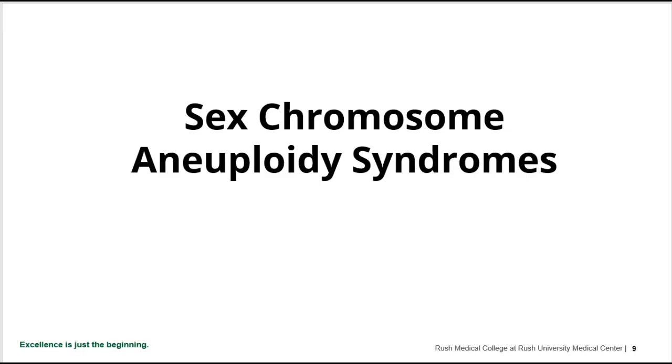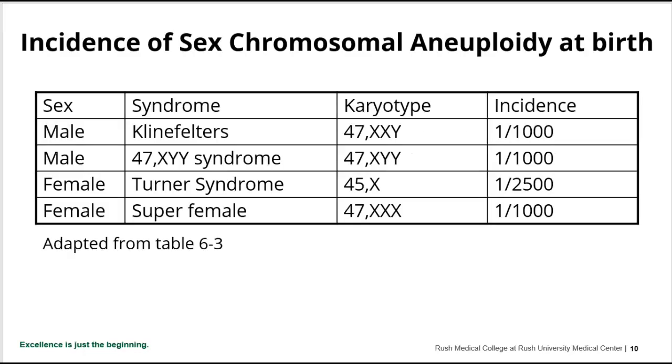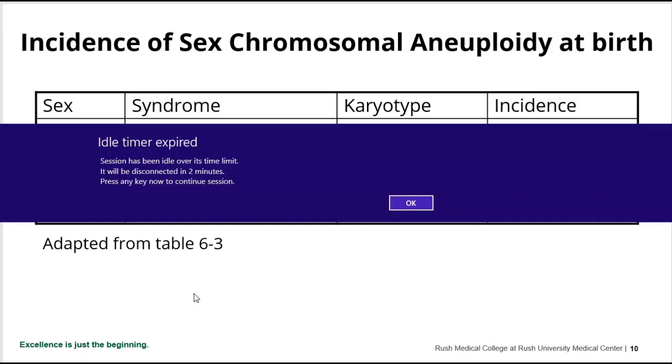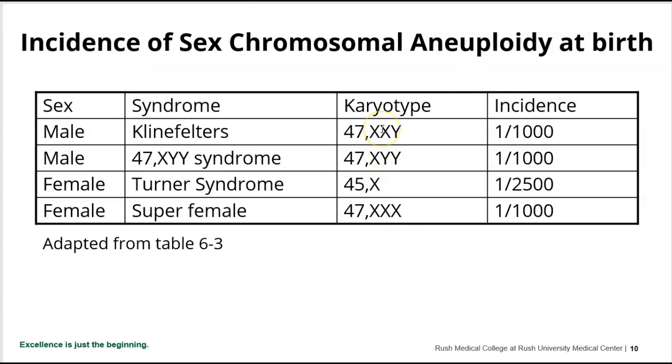So the next thing I want to move on to is sex chromosome aneuploidy syndromes. Sex chromosome aneuploidy syndromes include Klinefelter syndrome, which is instead of being XY, it's XXY. It occurs in about 1 in 1,000 individuals. Whenever there's an extra X chromosome, we shut off one of them, so we actually can compensate for this extra X. The next is XYY syndrome. XYY syndrome occurs in about 1 in 1,000 males.